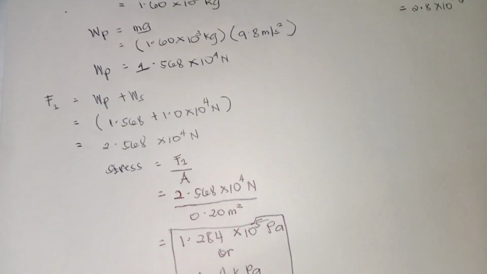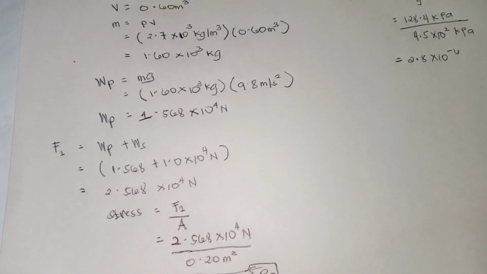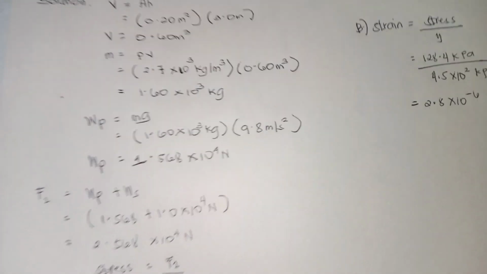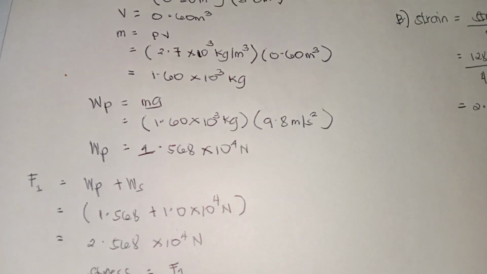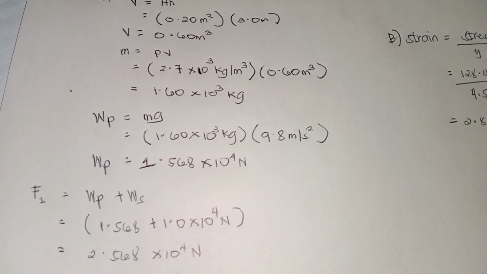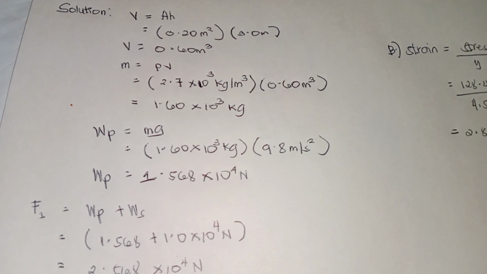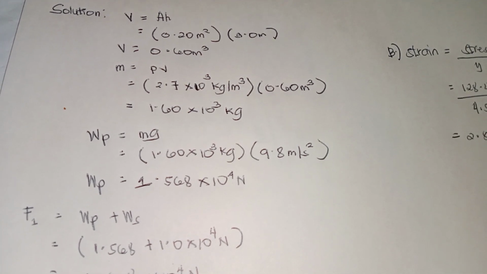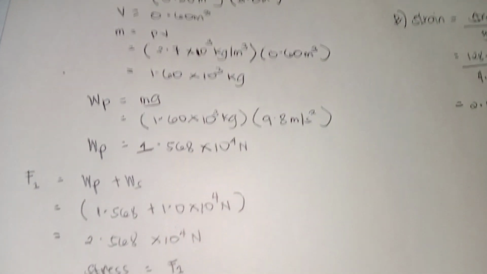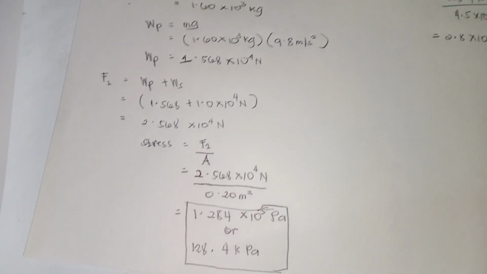For the weight of the pillar, WP equals mg, mass times gravity, which equals 1.60 times 10 cubed kilograms, which is the mass of the pillar, times 9.8 meters per second squared. Simplifying and multiplying, our WP equals 1.568 times 10 to the fourth power Newtons. To know the weight of the pillar, mass times gravity.